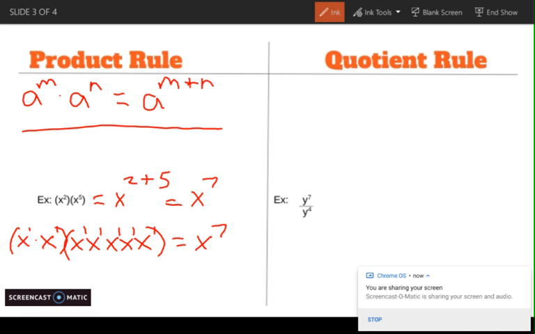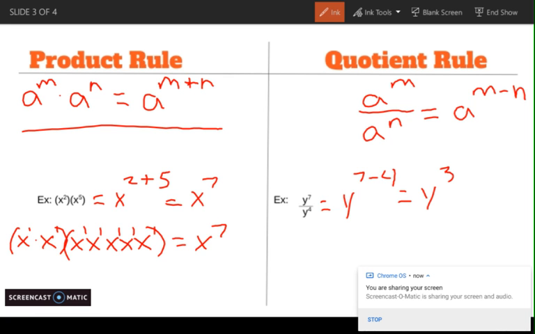So the quotient rule is when we are dividing powers with like bases. When we are dividing powers with like bases, we subtract the exponents. So if we have a to the m divided by a to the n, that'll become a to the m minus n power. So in our example here, we have y to the 7th divided by y to the 4th. Following the rule, that will be y to the 7 minus 4 power, which will give us y to the 3rd.